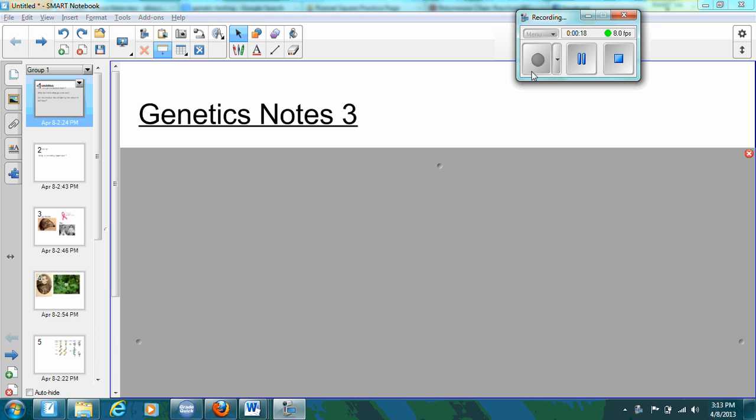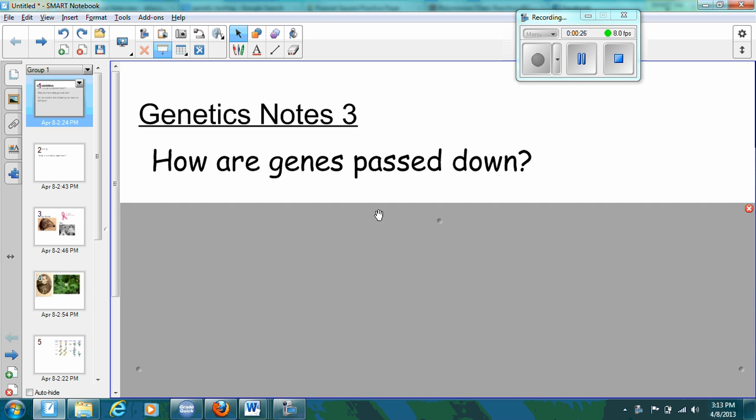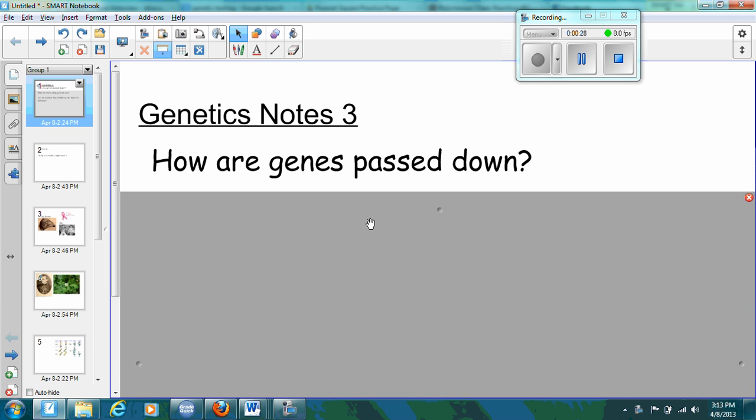So, Genetics Notes 3. We talked a little bit about genetics, but we're going to really go into more what genetics is. So, I want to know, how are genes passed down? This is one of the questions we're going to be looking at. How do you look like one parent more than another parent? Okay, and is there a pattern to it?